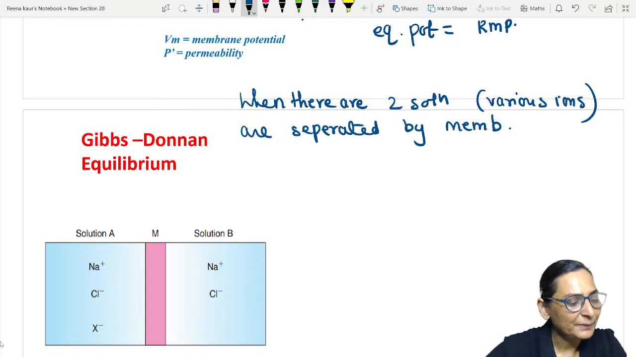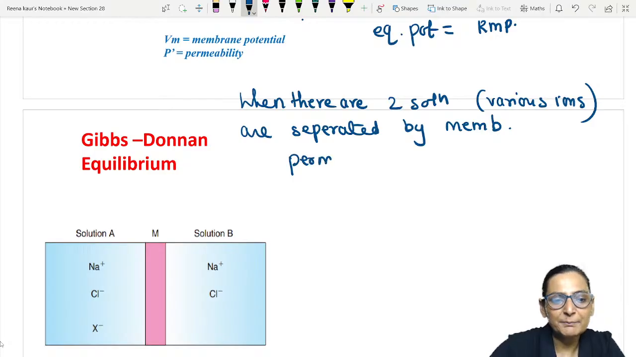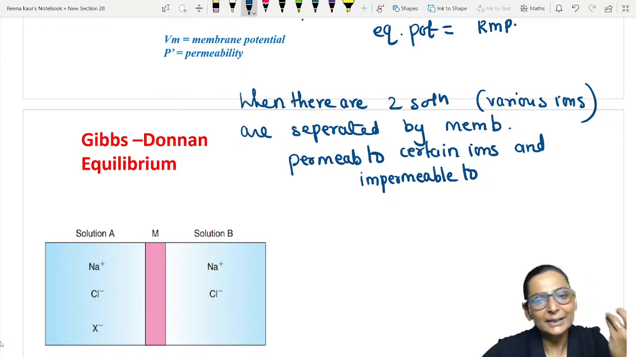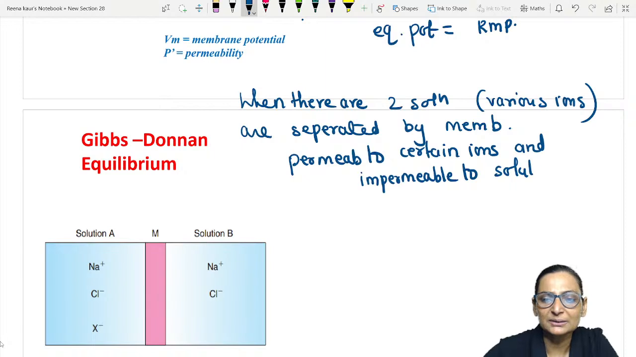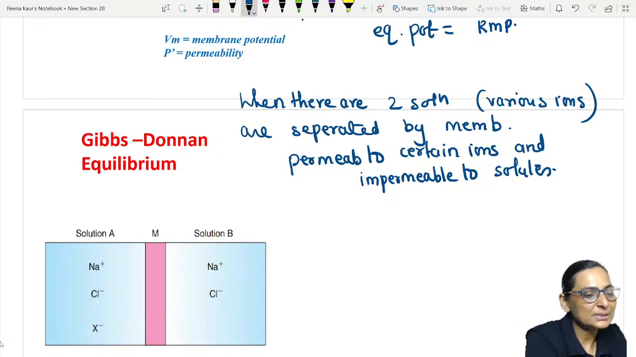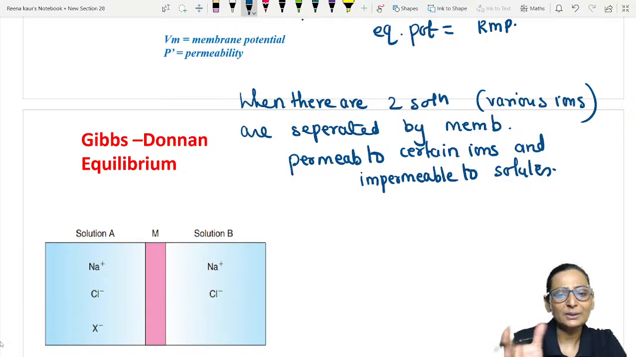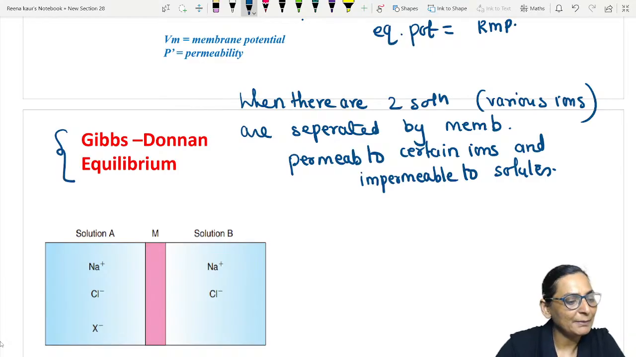And what is the problem? That this membrane is permeable to certain ions and it is impermeable to some other anions, cations or to some other solutes or other substances. So there is a membrane which is permeable to certain ions and not permeable to certain ions. That means mathematically you are not having an electrically neutral solution, but still you are trying to maintain an equilibrium. Then there is going to be a role of the Gibbs-Donan membrane equilibrium.